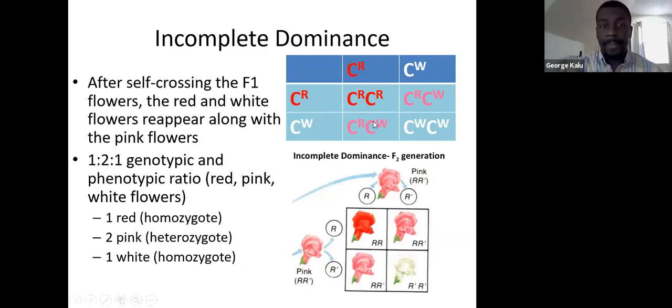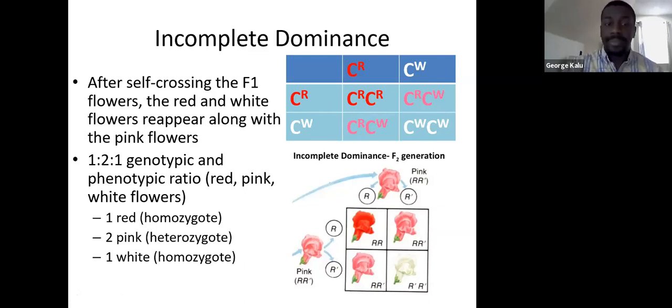And so what we end up seeing here is that the red and the white flowers begin to reappear in this new generation. Initially, we were just dealing with pink offspring, but now here we see CR, CR, that's going to indicate our red. Here we have CR, CW, and that's going to indicate our pinks. And then here we have CW, CW, which is going to indicate our whites. So the red and the white flowers begin to reappear in this generation along with the pink flowers.